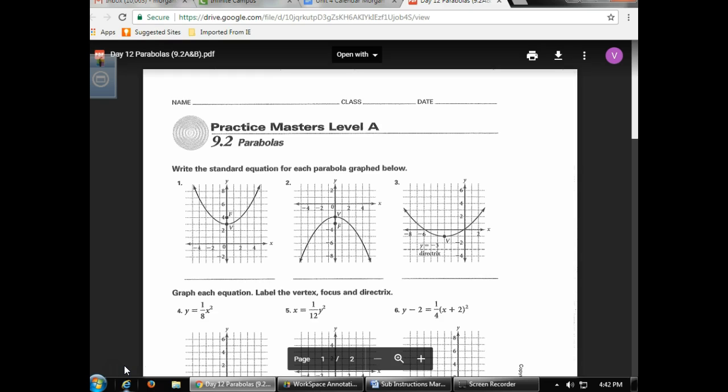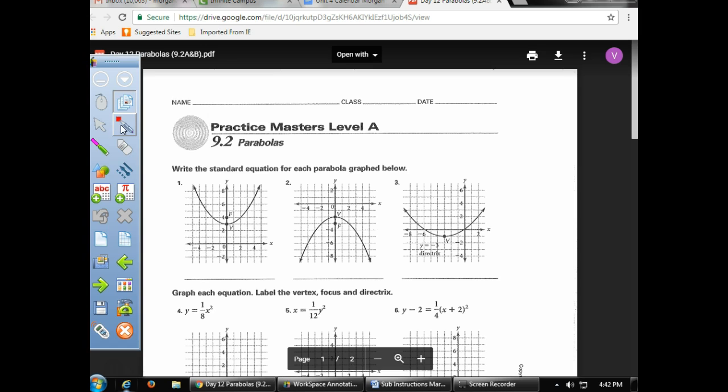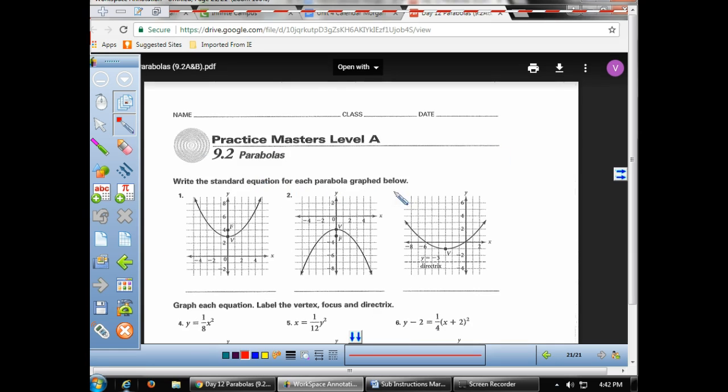Okay guys, I'm going to work through the Practice Masters Level A with you just to give you a little bit more review of the parabola. And we're going to start this first section by writing the standard equation for the parabola that's graphed.